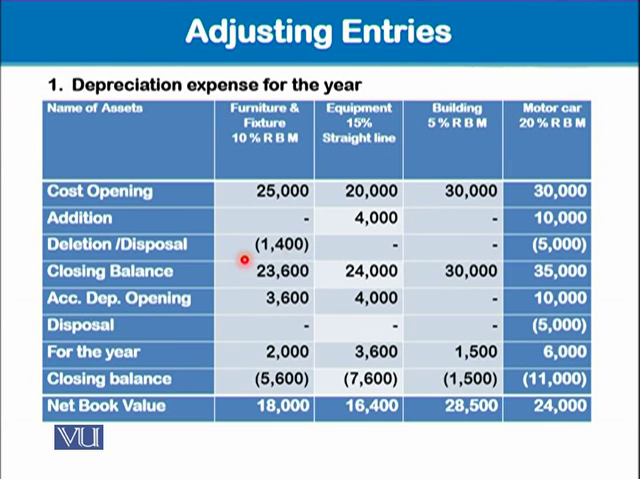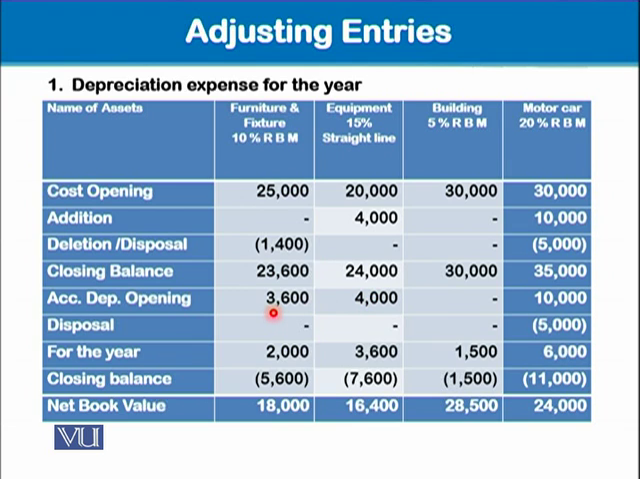Well, so deletion in the adjustment, if you will see the first adjustment, in which furniture having a cost of 1,400 was disposed of. So the closing balance of the cost of furniture is 23,600 with us, and equipment is 24,000, since we have purchased this 4,000. Building is 30,000 with us, and motor car is 35,000. What we did is that there is an addition of 10,000 of motor car and disposal of 5,000 of motor car. So ultimately we have 35,000 of the motor car with us.